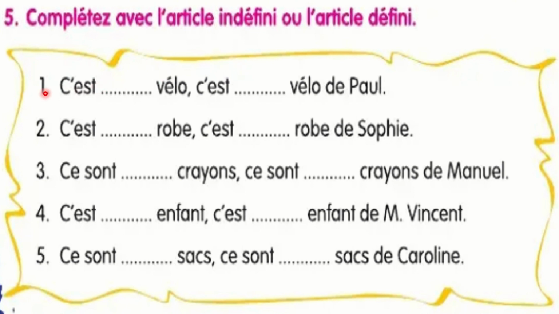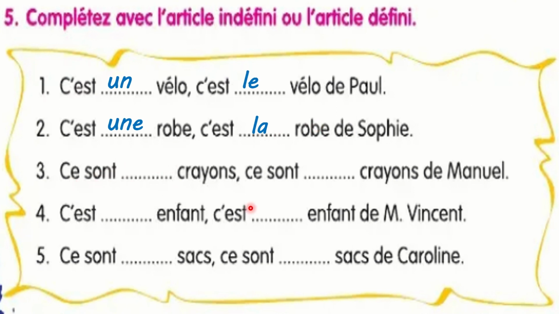Now, here we have the first part. We'll do it in the same way. C'est dash vélo de Paul. That means this is a bicycle. This is the bicycle of Paul. The answer is c'est un vélo, c'est le vélo de Paul. Next we have c'est dash robe de Sophie. That means this is a dress. This is the dress of Sophie. The answer is c'est une robe, c'est la robe de Sophie.